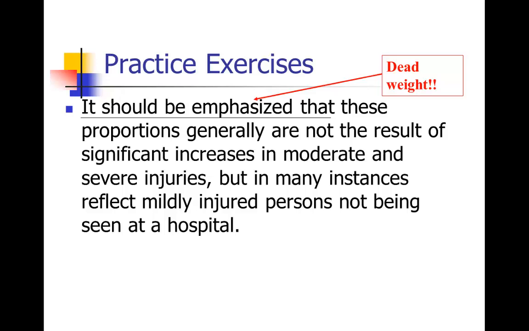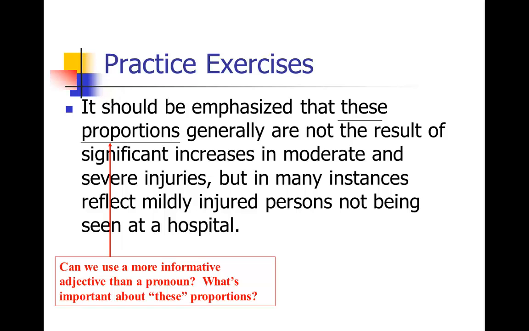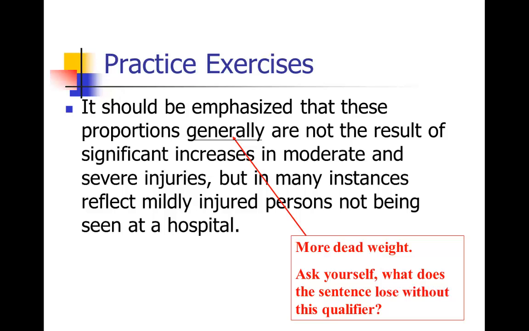Then we move along and we see "these proportions." Now, obviously the authors here are referring back to something they've been talking about in the previous sentence. But there may be a slightly more specific and more informative adjective we can use there rather than "these." So for example, I'm going to use "shifting proportions," because that kind of reflects back what was in the earlier sentence about the fact that we have some kind of shift in the proportion of moderate and severe injuries versus mild injuries. Then we keep going along here and we get to an adverb, "generally." Again, adverbs are generally dead weight. So you want to go ahead and nix them. Read the sentence without it. Almost always, you'll see that you actually don't need it. If you get rid of it, you'll see it's really unnecessary.